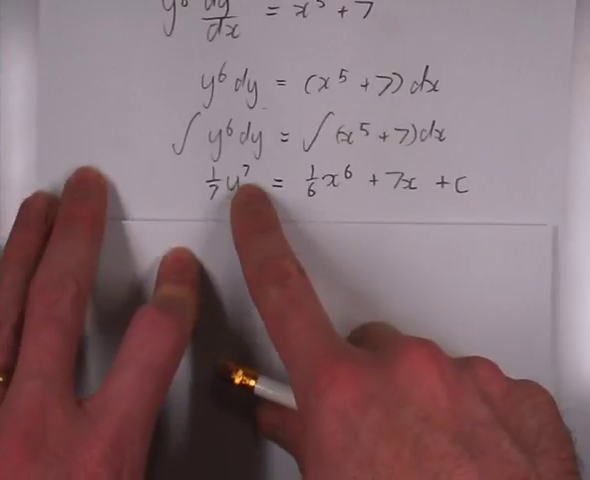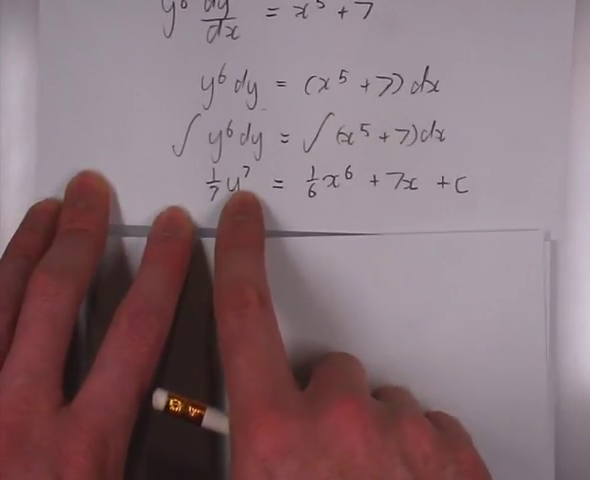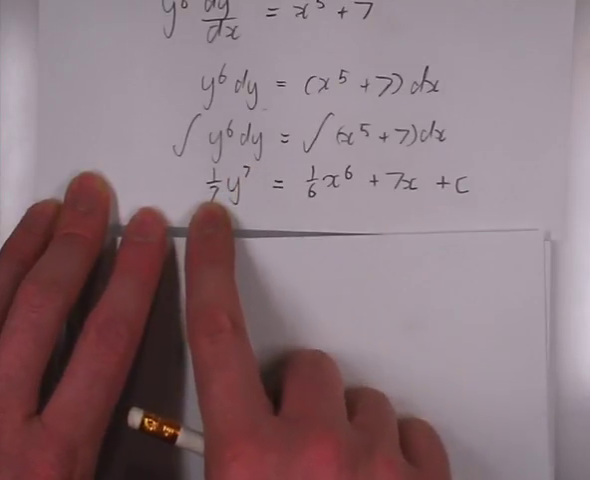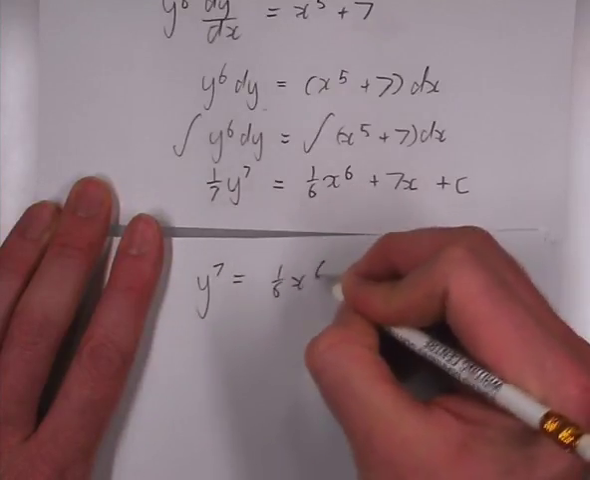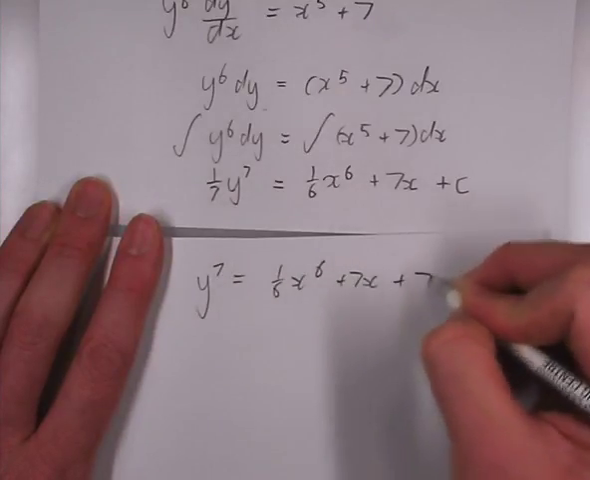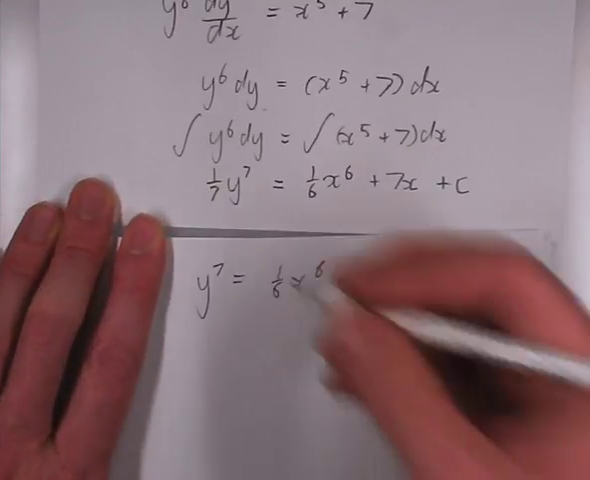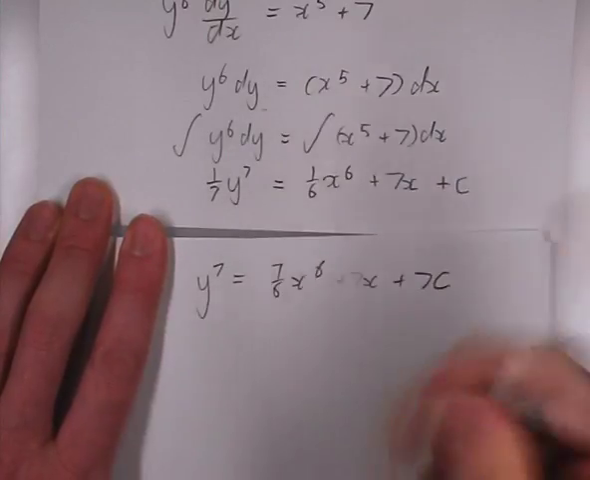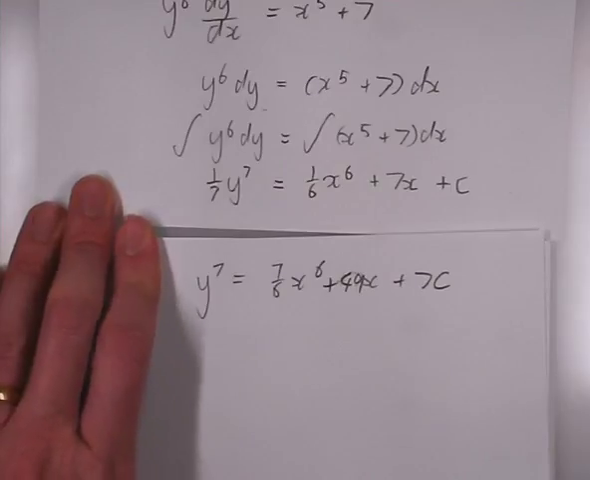Now we need to get y on its own. So, the time-honoured fashion of starting as far away from the y as I can. The power of 7 is closest. I'll get rid of this 7th by multiplying both sides by 7. Okay, but oh, I didn't actually multiply by 7. That was bad, wasn't it? Okay, multiplying everything by 7.